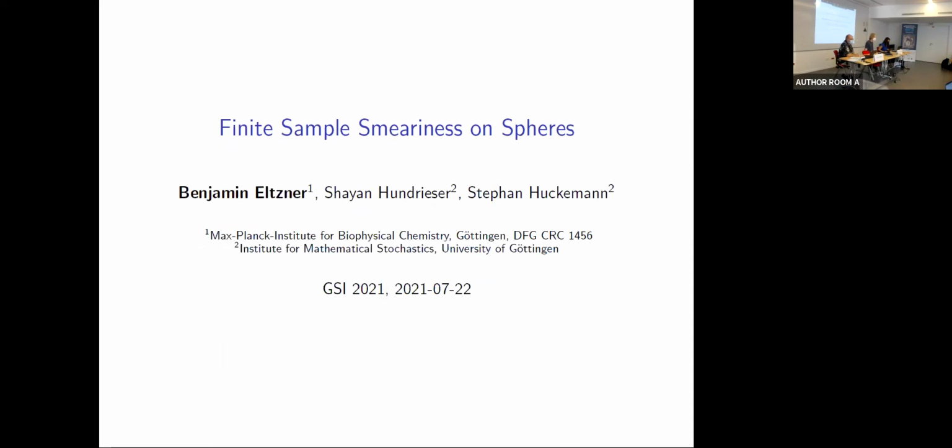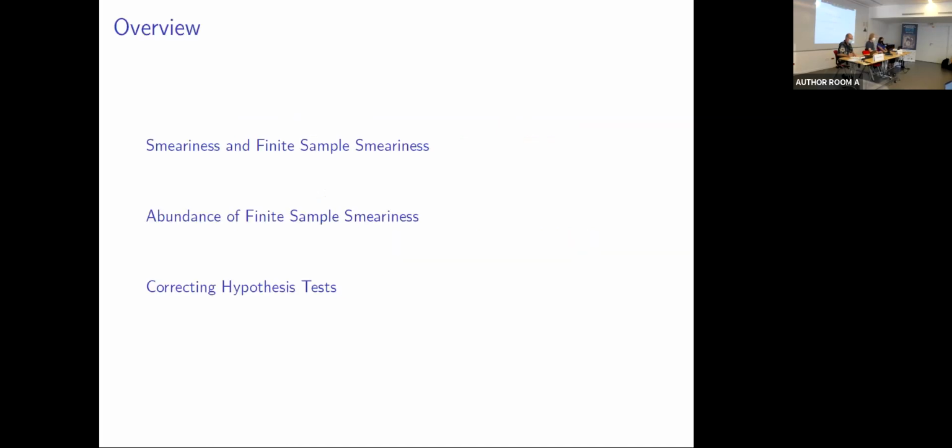Okay, thank you. So I am going to be speaking about finite sample smeariness on spheres. This is joint work with Shayan Hundrieser and Stephan Huckemann. Shayan Hundrieser is actually the main author of the larger paper I'm going to be speaking about. First I will introduce the notions of smeariness and finite sample smeariness. Then I will show some theorems on the abundance of finite sample smeariness and hopefully try to convince you that this is actually a phenomenon worth taking into account. And I will speak lastly about correcting hypothesis tests and show you a data application.